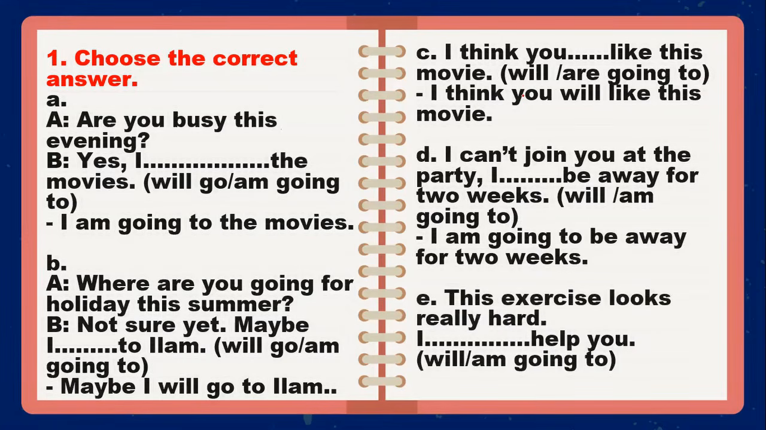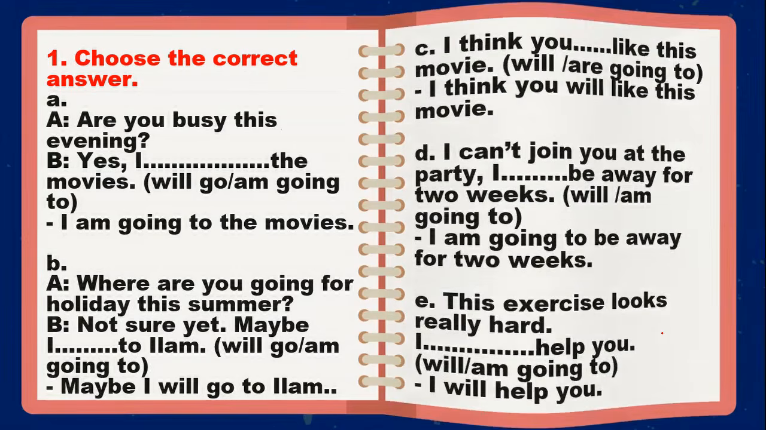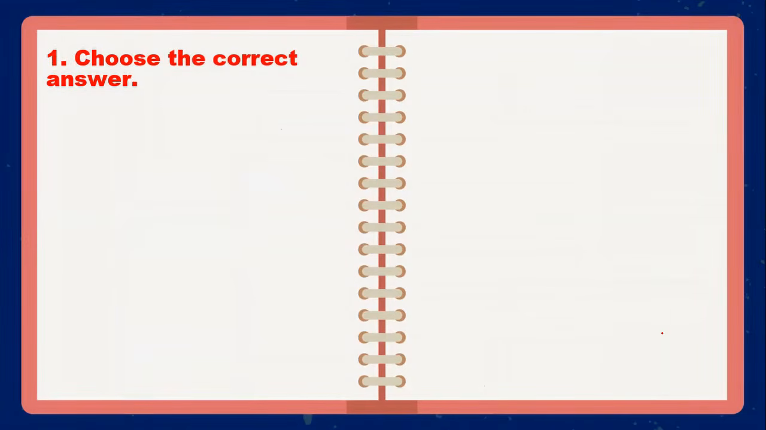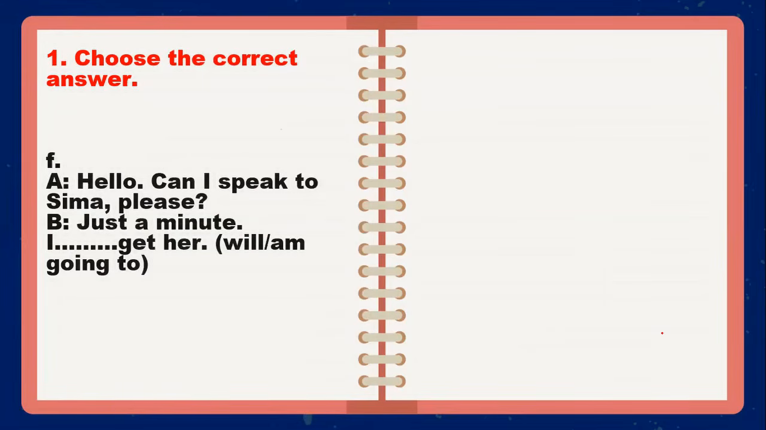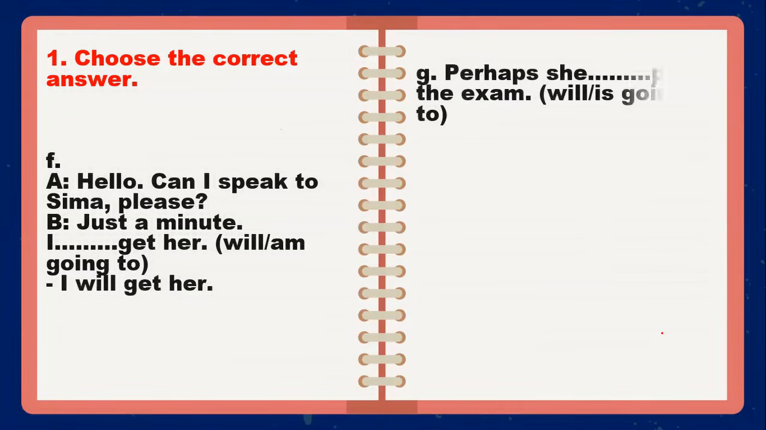The exercise looks really hard. So I will help you. This is something decided at the moment of speaking. So I will help you. And then next you have, which says choose the correct answer. F number. Hello, can I speak to Seema please? Just a minute, I'll get her. फोन गर्दा सीमा हुनुहुन्छ भने पर्खनुस् है, म दिइहाल्छु भन्दा बोल्दा बोल्दै डिसाइड गरेको हो नि त. So therefore you have I'll get her.